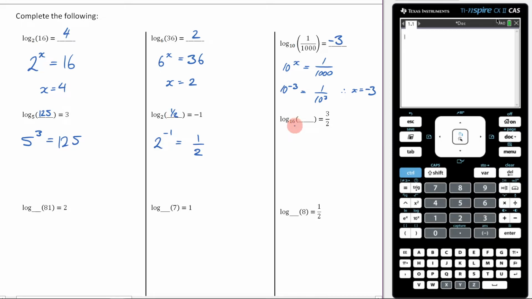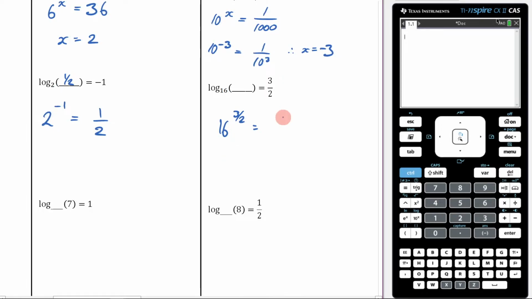And then this one is saying I have a base of 16. I'm raising it to a power of 3 on 2. Ooh, now what is 3 on 2? I know that 3 on 2 is the same as the square root of 16, cubed. And that is the same as 4 cubed. And 4 cubed is 64. So that means 64 goes here.